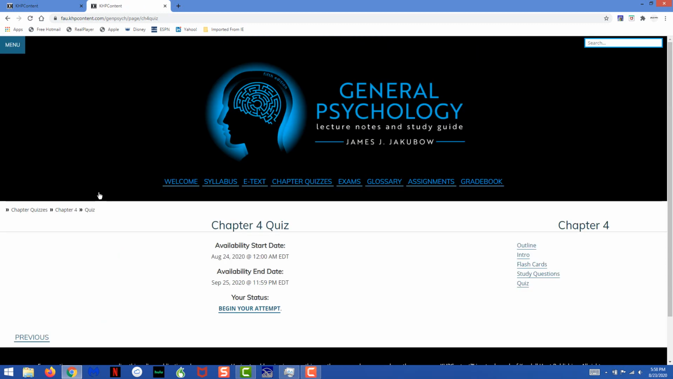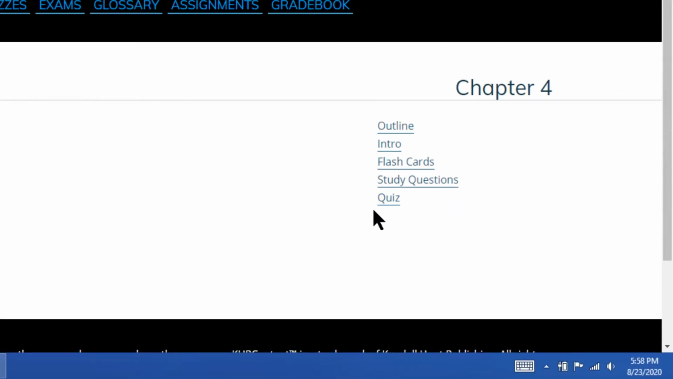Now for any of the chapter quizzes, like chapter 4, there are also an additional set of links down here on the right hand side. One is for an outline of the chapter, which is similar to what you saw under eText. Here there's an introduction to the chapter, which is part of the beginning of each individual chapter. So these are a little bit of duplication. There are a series of flashcards for you to learn key terms. Then there's a series of study questions which are used to create the quizzes that you'll be taking for grading.